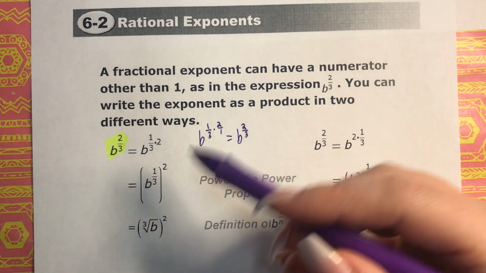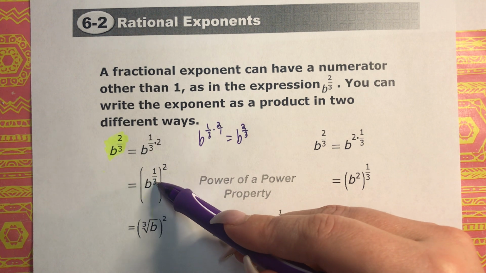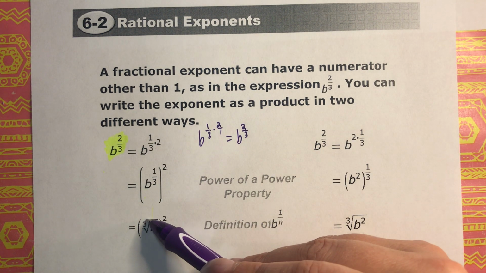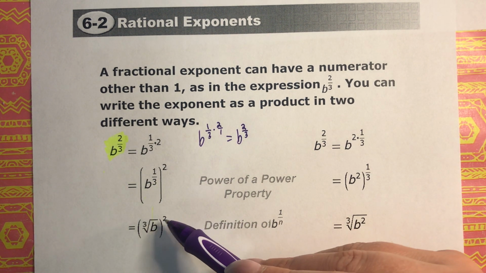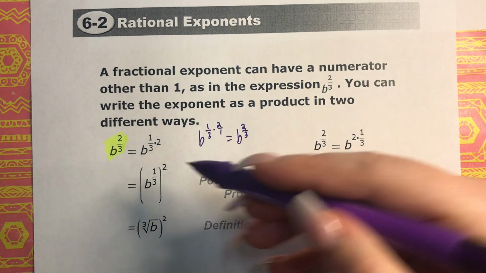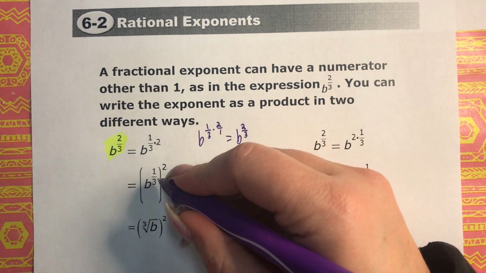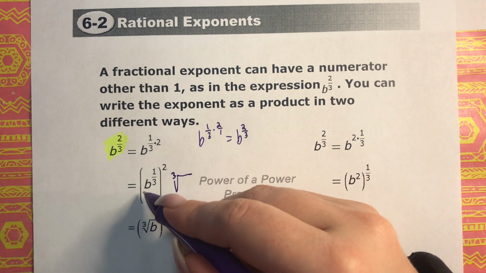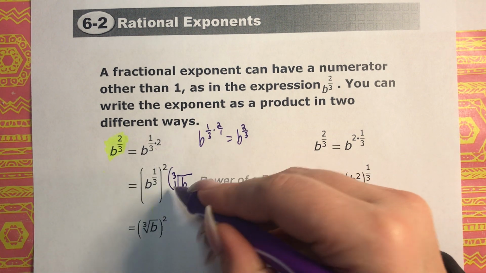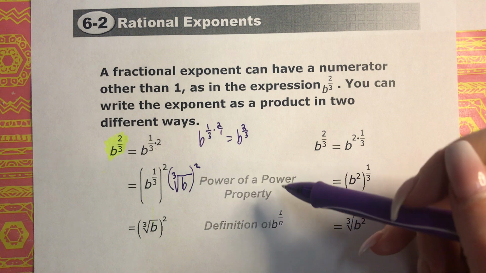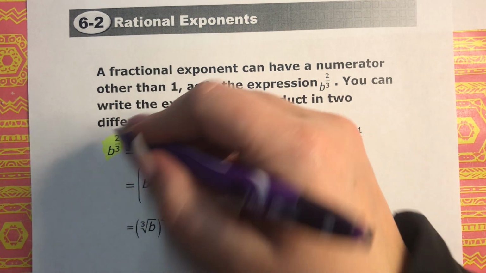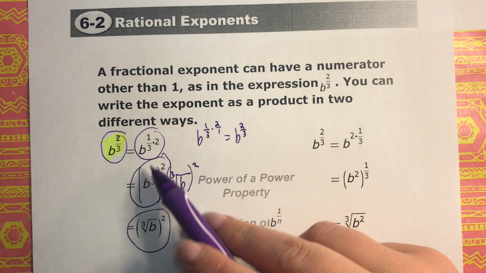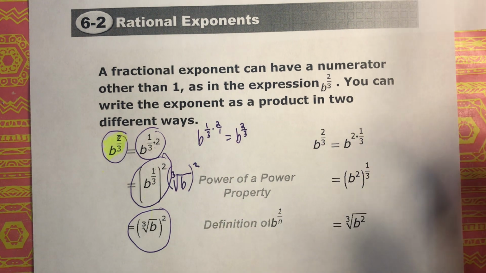Or it can be written as, if we take this 1/3, which is the index, we can write it as the cube root of b squared. Do you guys see that? This right here, b to the 1/3 power, can be written with the index of 3 on b, and then the whole thing is squared. So that's how they're getting this. So all 4 of these things are 4 different ways of writing the same thing.